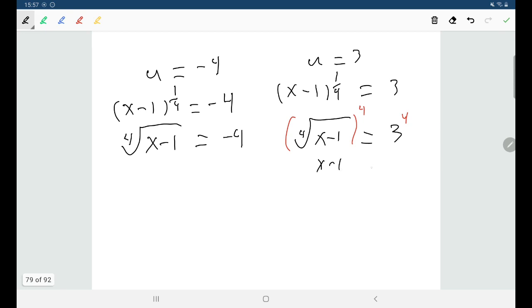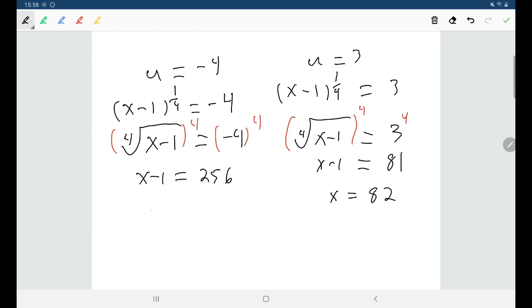So if u was 3, then that means the fourth root of x minus 1 is 3, which means that x minus 1 is 3 to the power of 4, or 81, which means that x is 82. And if we do the same thing with the other one, raising both sides to a power of 4, we would have x minus 1 equals 256, or that x is equal to 257.